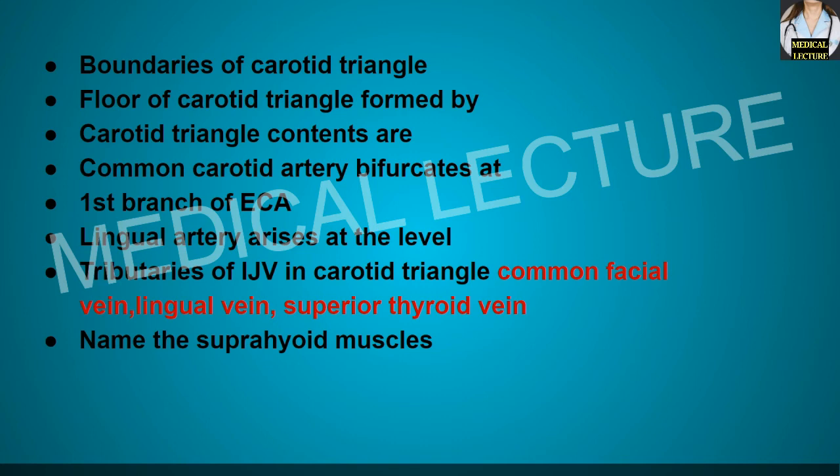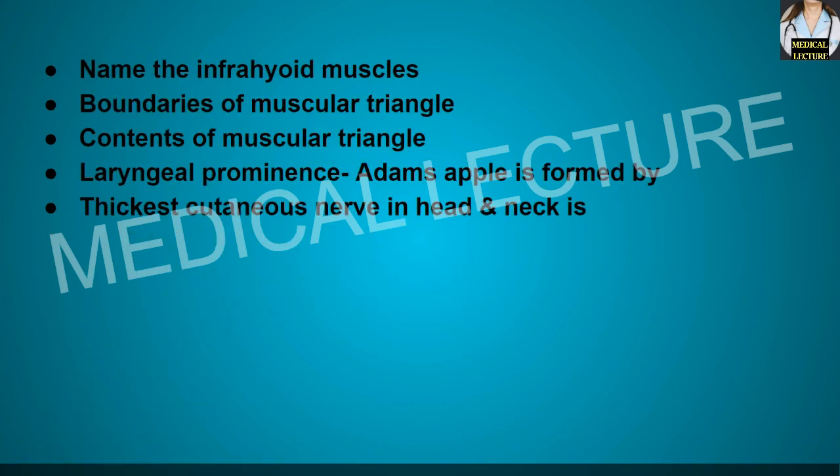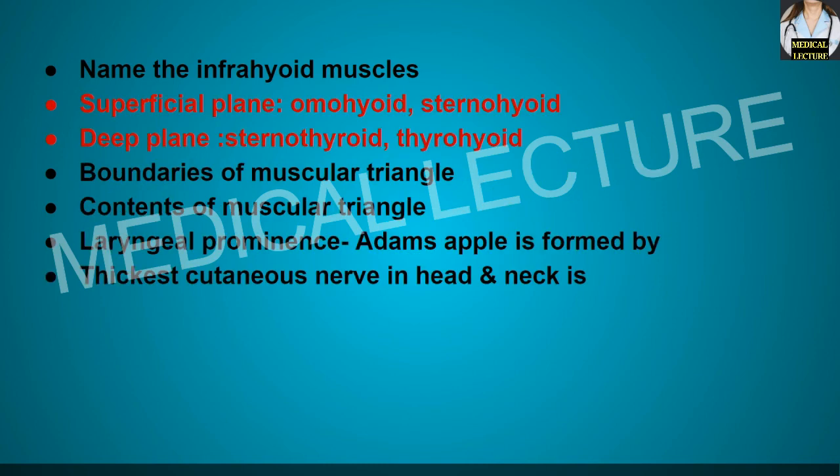Name the suprahyoid muscle. They are digastric, stylohyoid, geniohyoid, and the mylohyoid muscles. Name the infrahyoid muscle. Now there are basically two planes over here, superficial plane and the deep plane. In the superficial plane there are two muscles, that is the omohyoid and the sternohyoid. And the deep plane there are further two muscles, that is the sternothyroid and thyrohyoid. So basically in the infrahyoid muscle we have total 4 muscles.